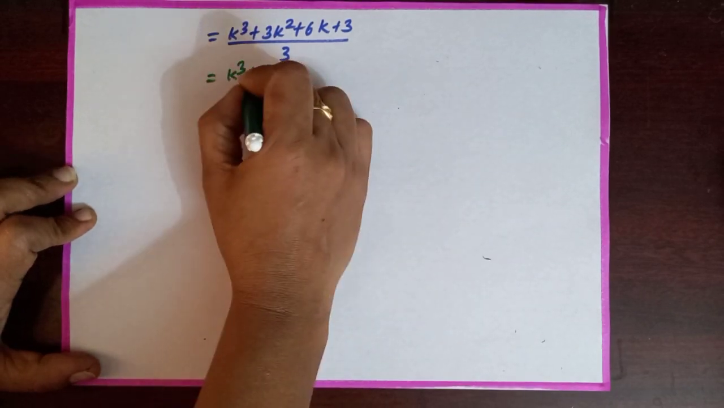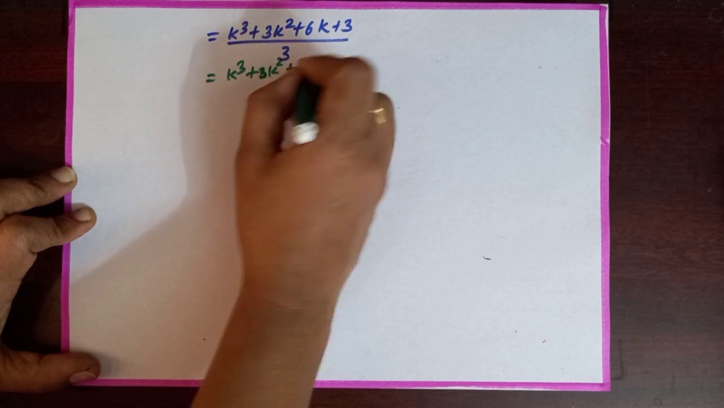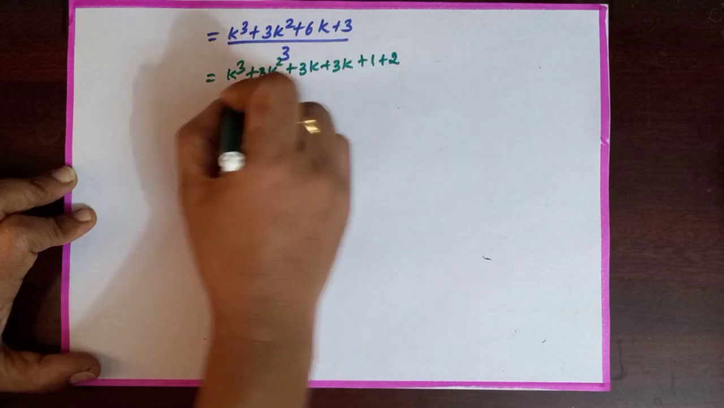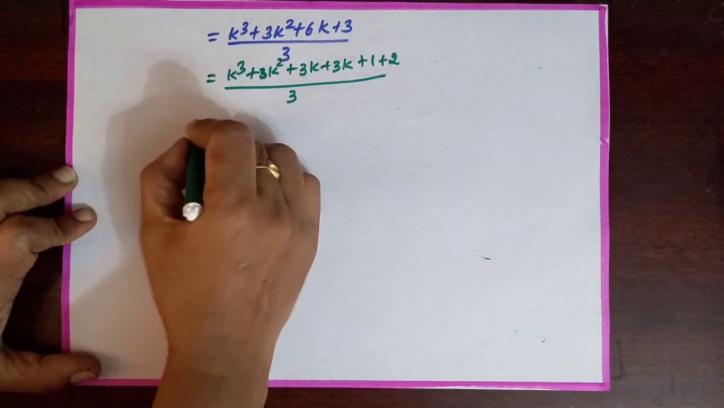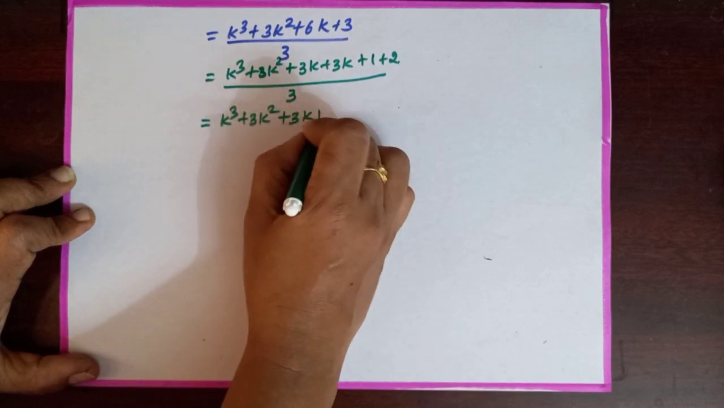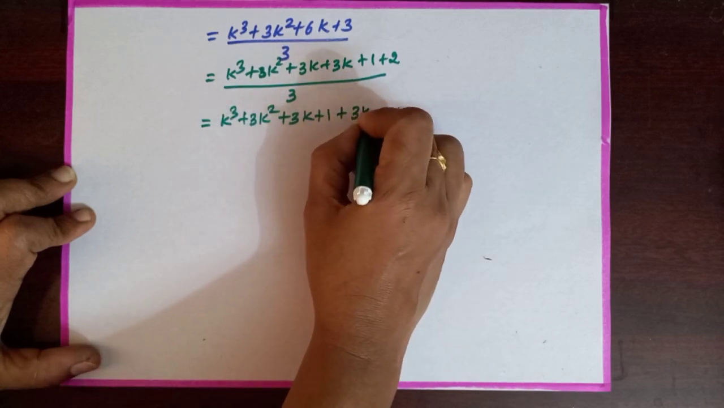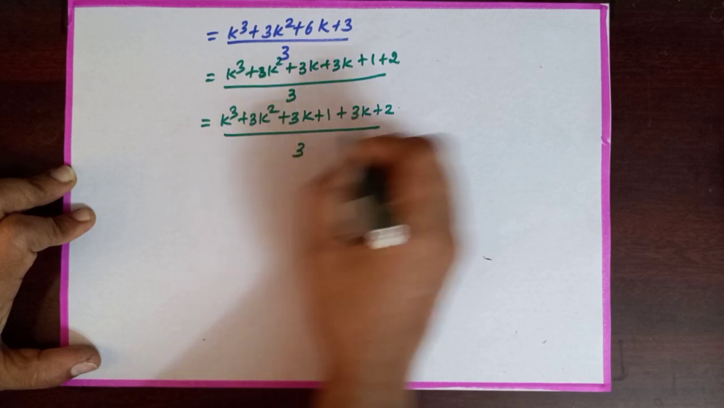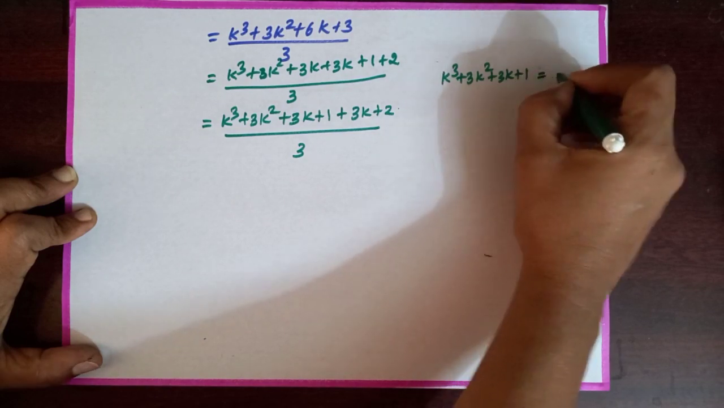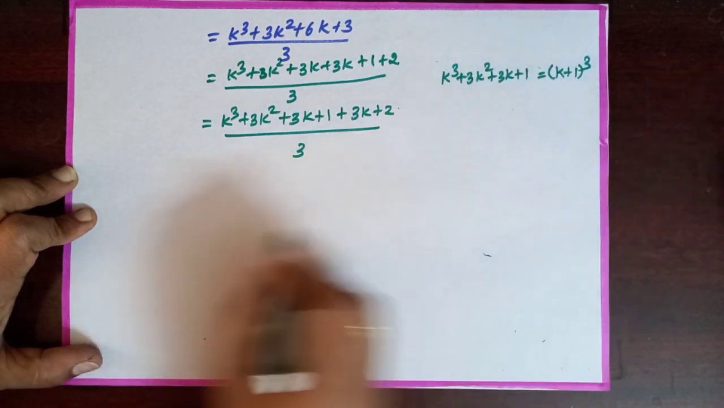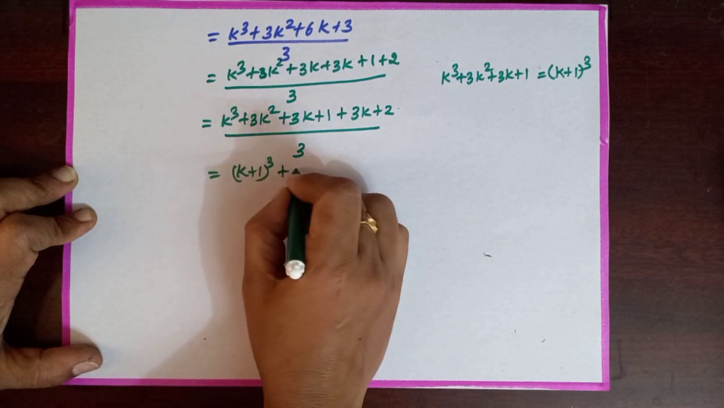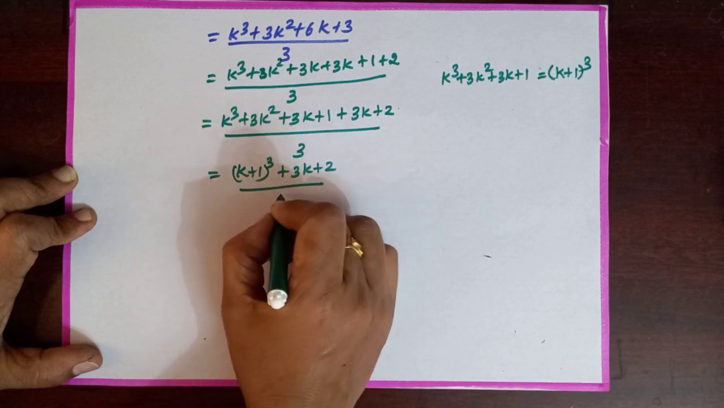K cube plus 3k square. 6k I am going to write as 3k plus 3k, and 3 I am going to write as 1 plus 2, by 3. Next I am going to rearrange. K cube plus 3k square plus 3k plus 1 plus 3k plus 2 by 3. K cube plus 3k square plus 3k plus 1 is equal to (k plus 1) the whole cube. So just I am going to substitute here. Then I will get (k plus 1) the whole cube plus 3k plus 2 by 3.